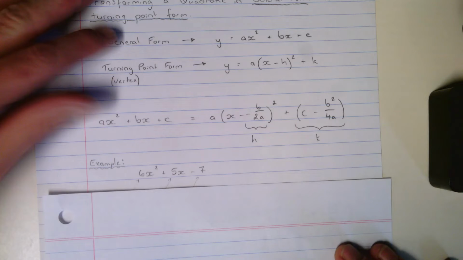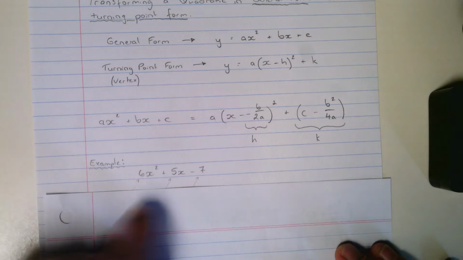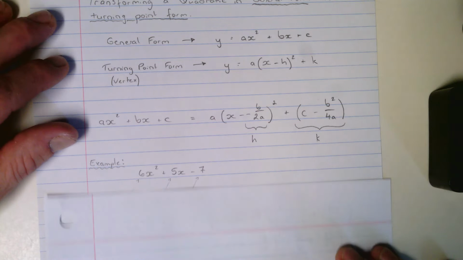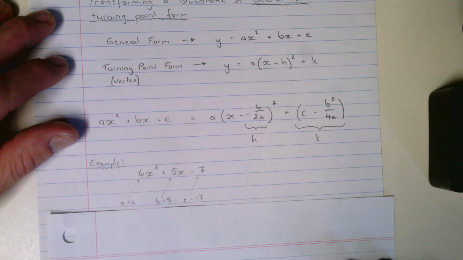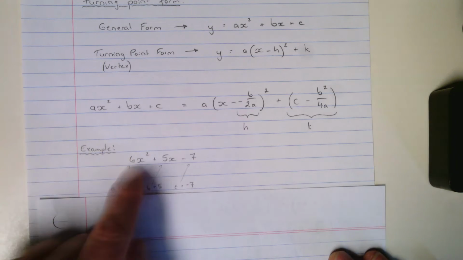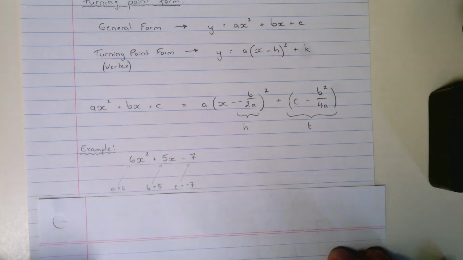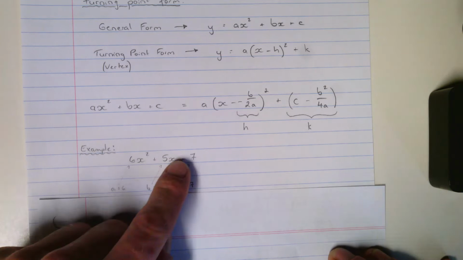Here's our example, nice and quick. We've got 6x squared plus 5x take away 7. You'll see these arrows pointing to those numbers. They're just there to show you that they represent A, B and C. A is 6, B is 5, C is negative 7. Now we're going to take this and complete the square. I know I haven't written that in the question, but that's the purpose of this video: we're going to take a problem and complete the square.